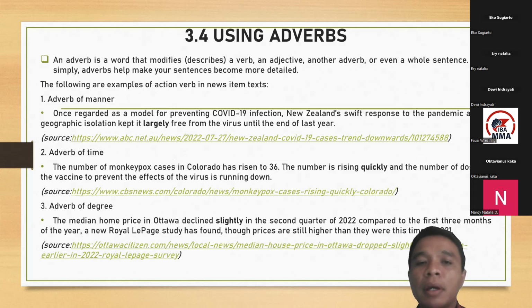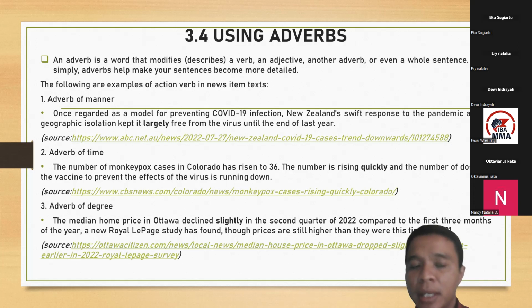Next, the fourth one, using adverbs. An adverb is a word that modifies or describes a verb, an adjective, another adverb, or even a whole sentence. Put simply, adverbs help make your sentences become more detailed. The following are examples of adverbs in news item text.